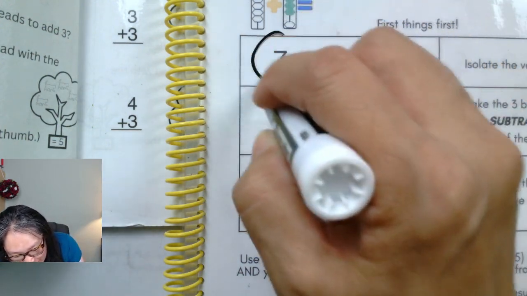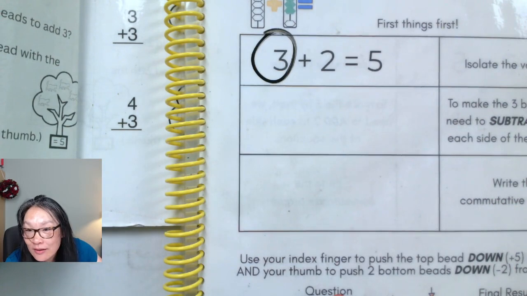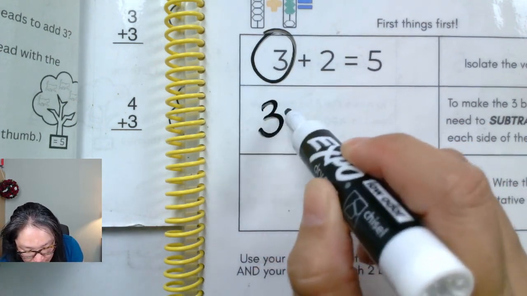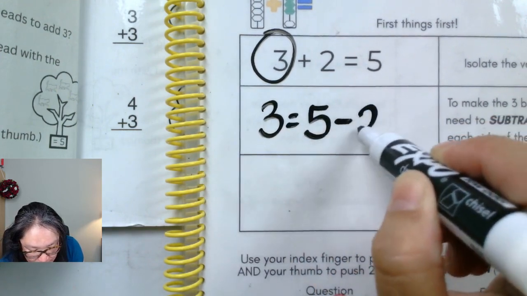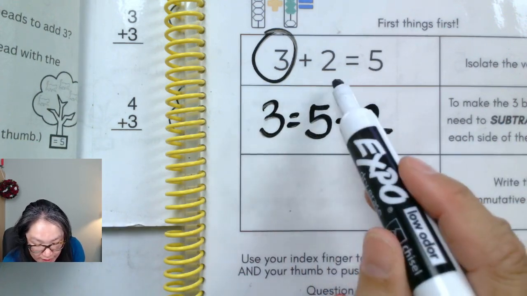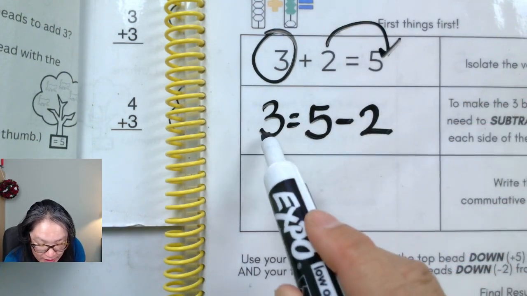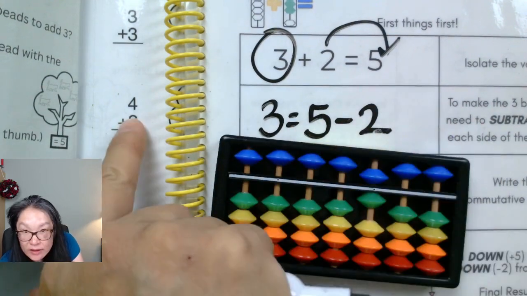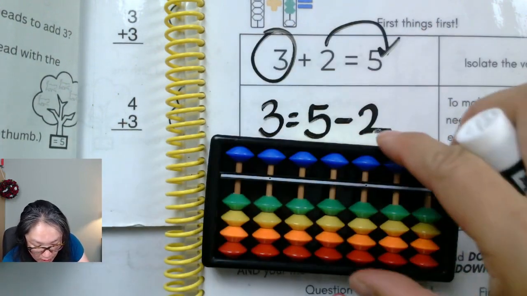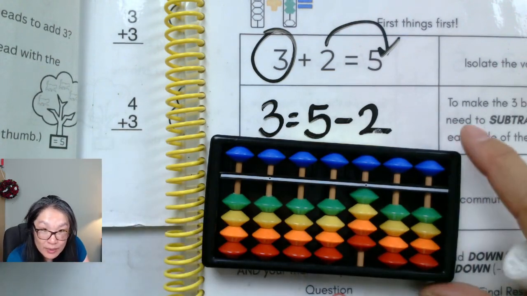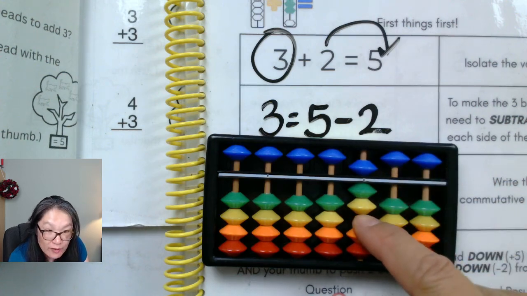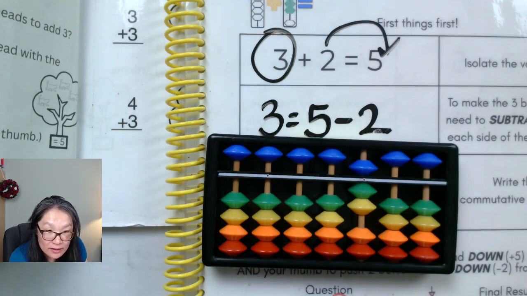But the first thing we're going to do is modify. 3 is equal to 5 minus 2. So what we did is we modified it. We want to isolate the 3 and make it into 5 minus 2. So my question here is 4. When I add the 4, I want to plus the 3. When I plus the 3, I'm going to plus the 5 and then take away the 2. So my final answer is 7.